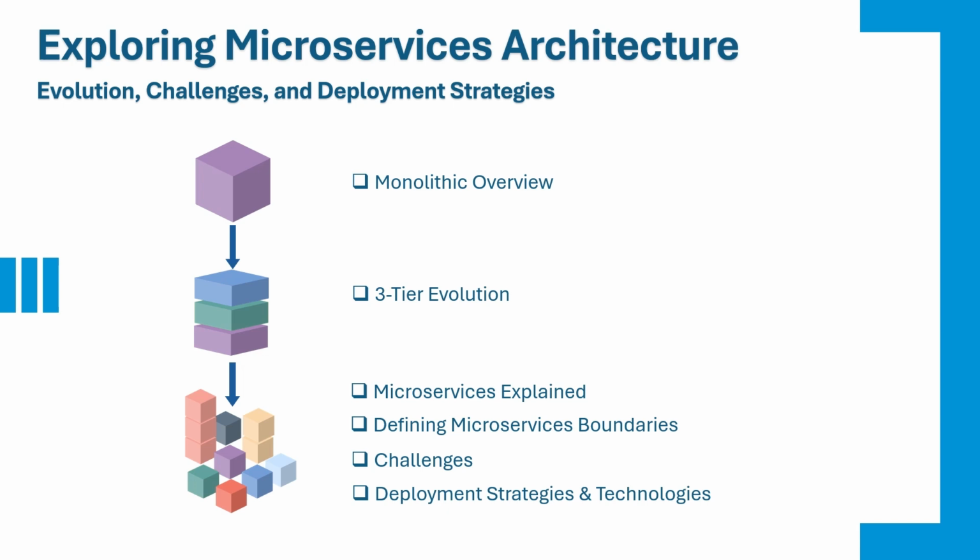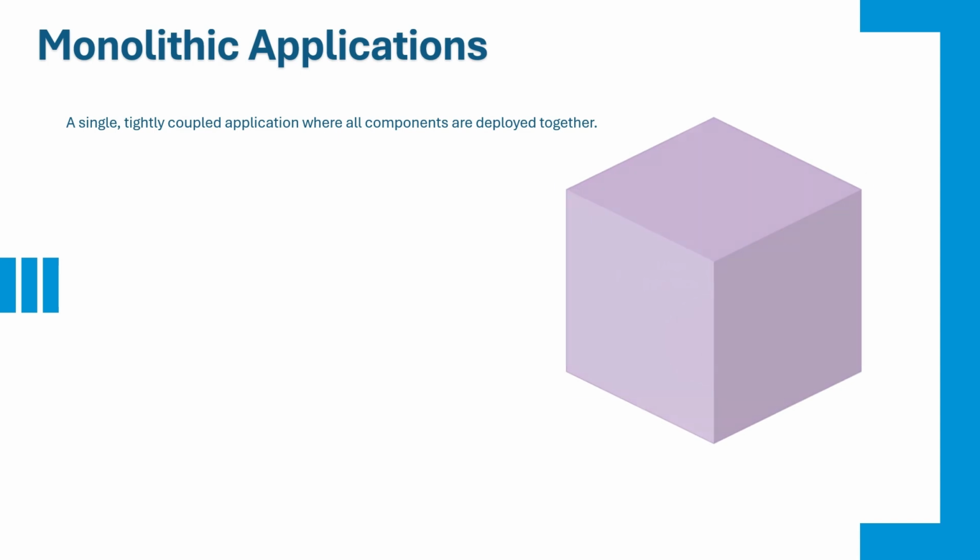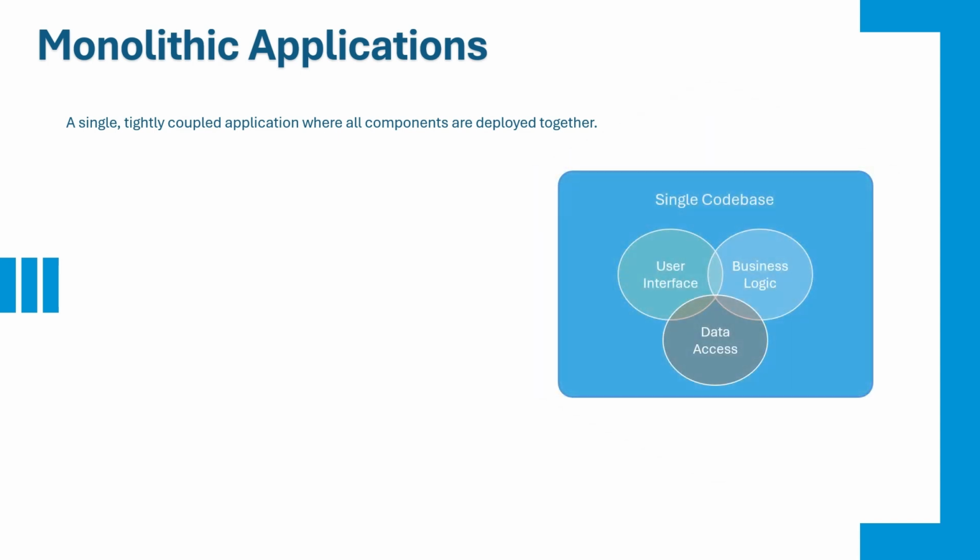projects. Let's begin by exploring monolithic architecture to understand its limitations and the reasons why the industry is shifting towards microservices architecture. In a monolithic architecture, all the components of an application are integrated into a single unified codebase. This includes the user interface, business logic, and data access layers.